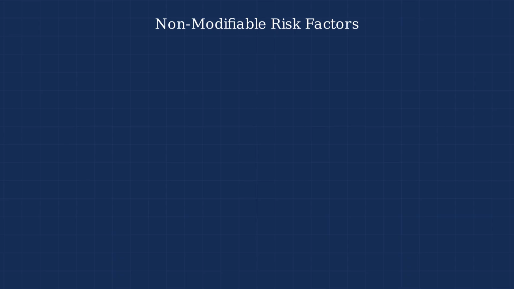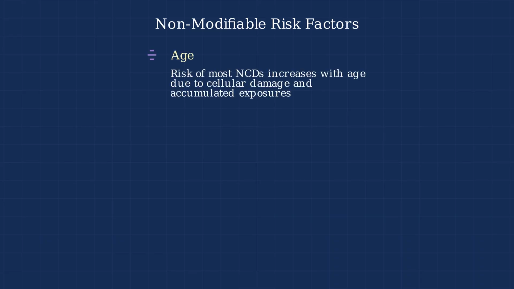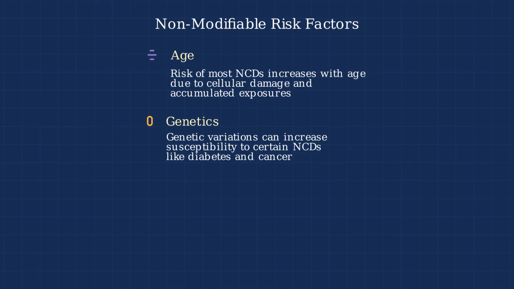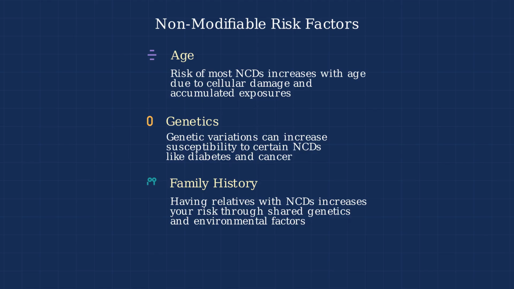Non-modifiable risk factors are aspects we cannot change but must be aware of to understand our complete risk profile. Age is a major risk factor for most NCDs. As we get older, cellular damage accumulates and our bodies become less efficient at repair, increasing disease risk. Genetics play a significant role in NCD risk. Certain genetic variations can increase susceptibility to diseases like type 2 diabetes, certain cancers, and heart conditions. Family history often indicates shared genetic and environmental factors. Having close relatives with NCDs like heart disease or cancer increases your personal risk.